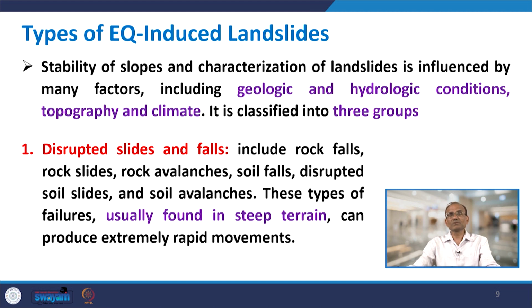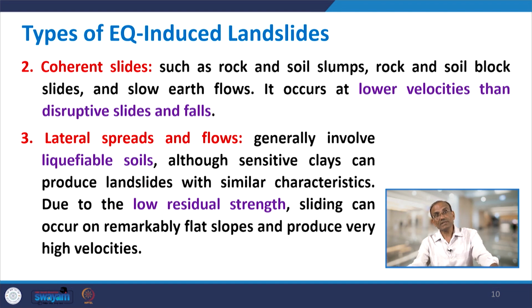These types of failure are usually found in steep terrain and can produce extremely rapid movements. So, if you have a gentle slope, they will be absent, but if your slope is steep, then these disrupted slides and falls will be present. Coming to the second one, coherent slides such as rock and soil slumps, rock and soil block slides and slow earth flows. They occur at relatively lower velocity than disrupted slides and falls. So, the velocity is high in the first one, disrupted slides, but in coherent slides it is lower.